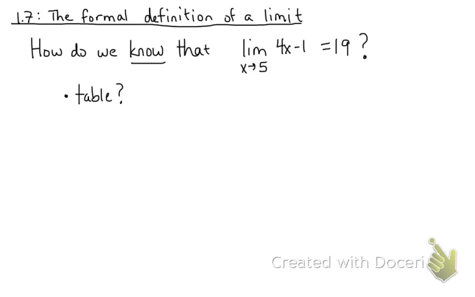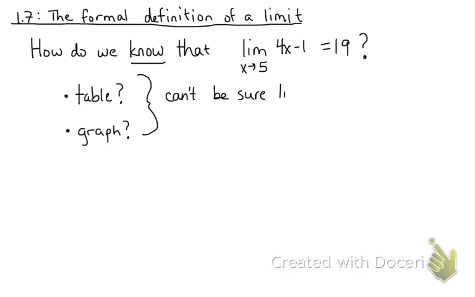We've looked at tables to figure out limits, tables of values. We've looked at graphs to figure out limits. The problem with those is that they can never be completely accurate, right? There's always lots and lots of numbers in between any two numbers, no matter how close they are, and we don't know which one of those lots and lots of numbers is the actual limit.